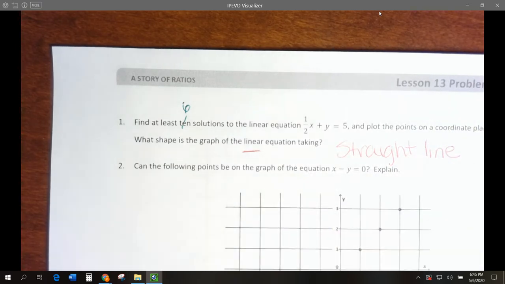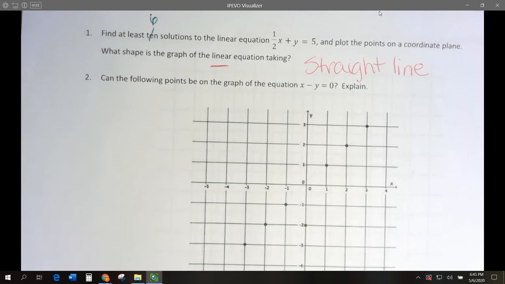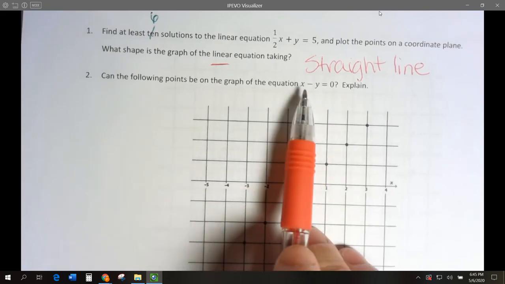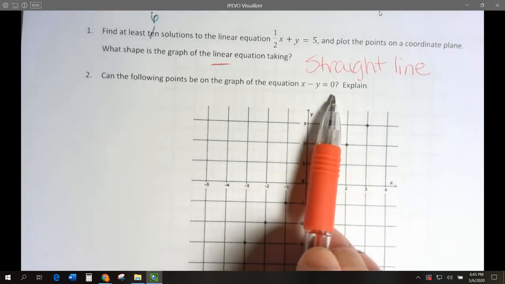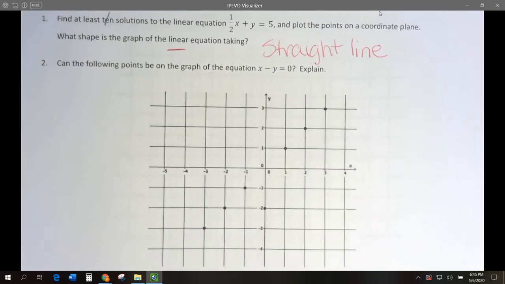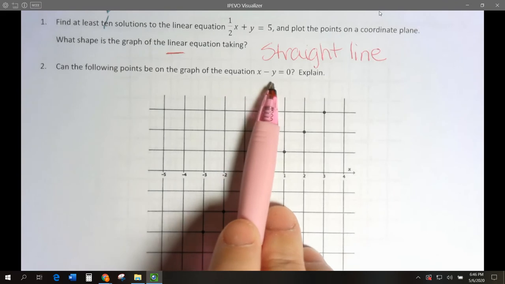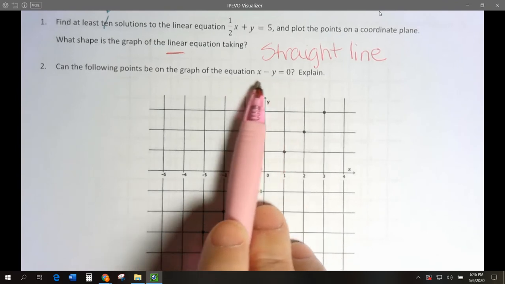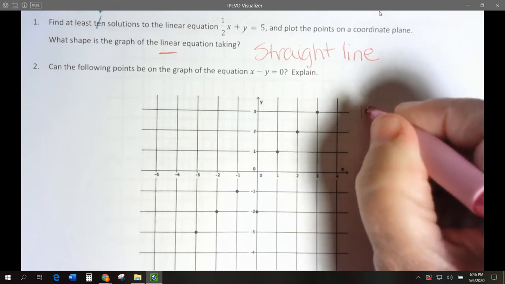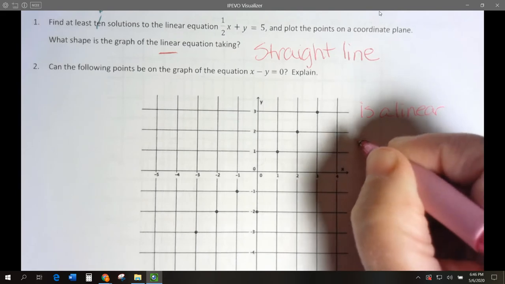The next few questions are just asking if these points, can the following points be the graph of this equation? So if we have x minus y equals 0, first, is this a linear equation? Remember, if you have an exponent of a variable or a variable in a denominator, it's nonlinear. We don't have any of those. So this is a linear equation. So I'm going to write here, is a linear equation.